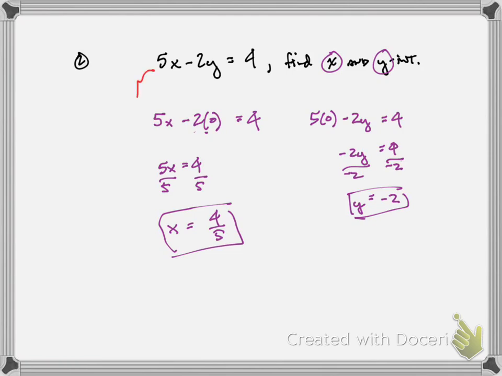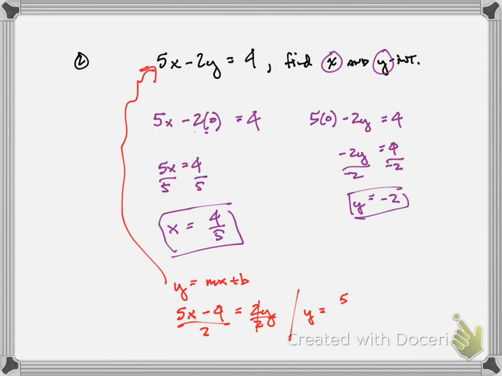Or maybe some other ways to find that, I guess is what I'm trying to say. If I wanted to put this into slope-intercept form, y equals mx plus b, I could start by adding 2y and subtracting 4. That would put us here, 5x minus 4 is equal to 2y. And then divide everything by 2. Notice everything gets divided by 2. And that gives me y is equal to 5/2 x minus 2. Again, the 5/2 x comes from this, 5x divided by 2. The minus 2 comes from this, negative 4 divided by 2.